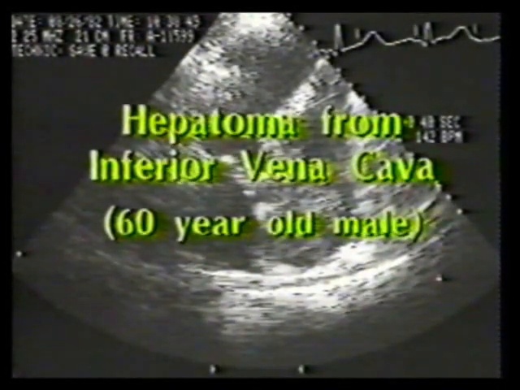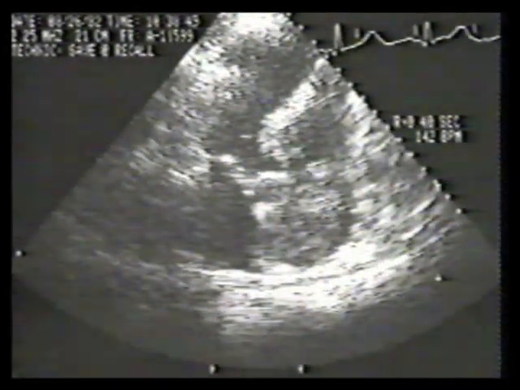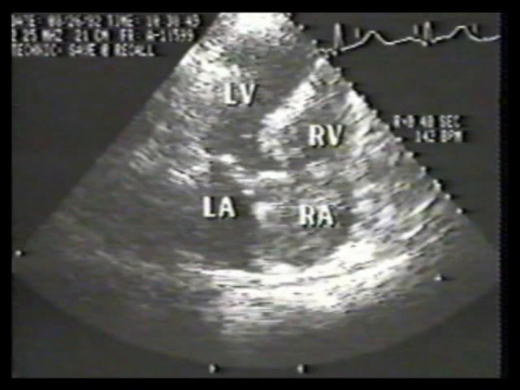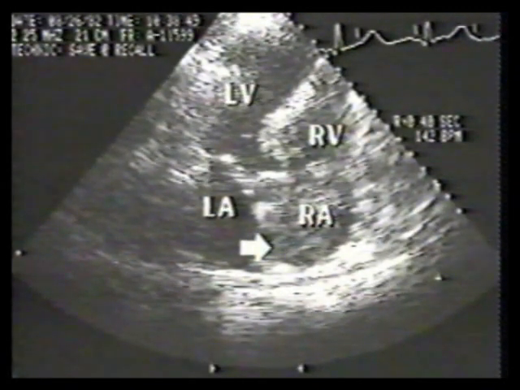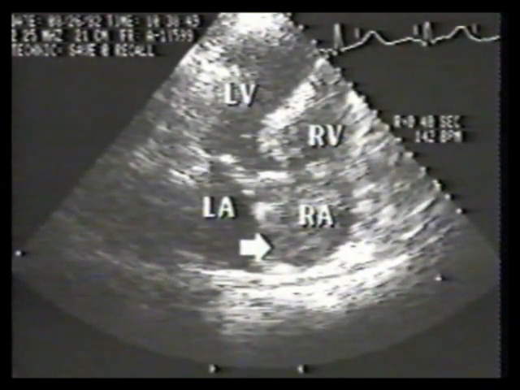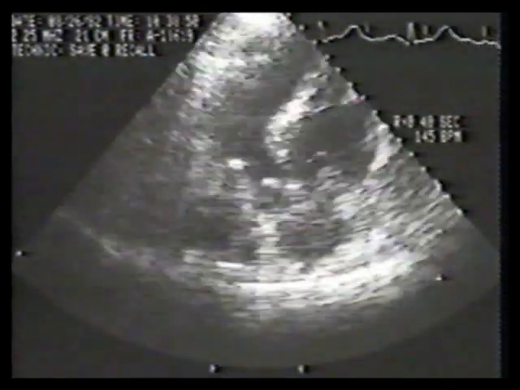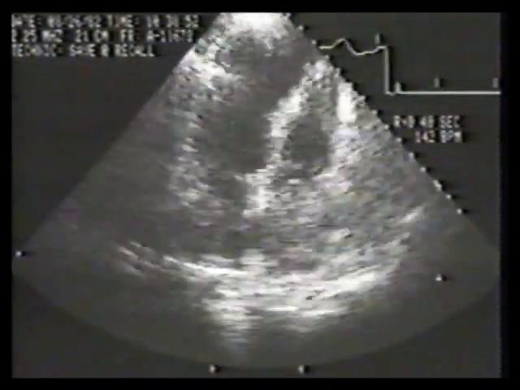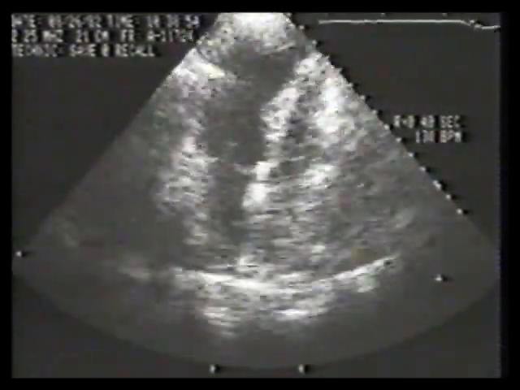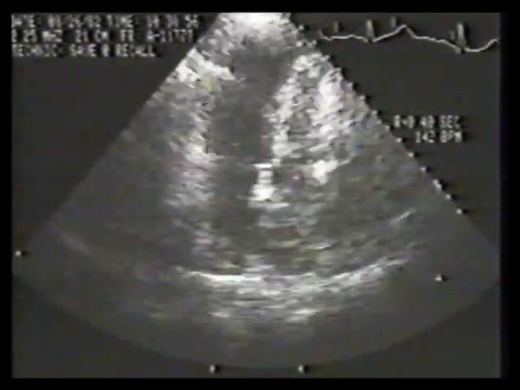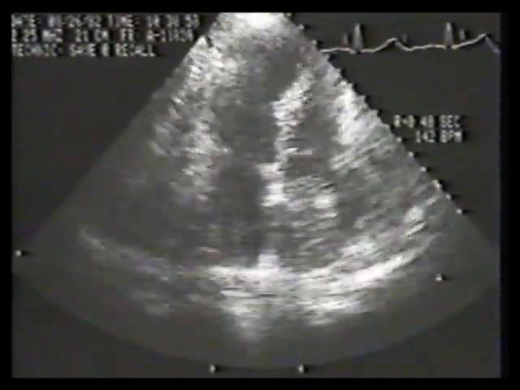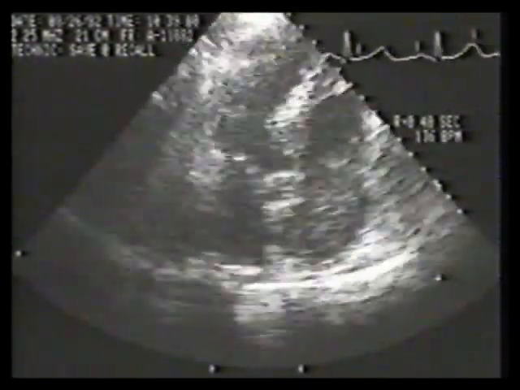Inferior caval extension of tumor is typical of the hepatoma or hypernephroma. This is a 60-year-old male with a hepatoma which has migrated up the inferior vena cava to produce a filling mass in the right atrial cavity. Note that this mass occupies the right atrium. It is important to further elucidate the origin of this tumor by visualizing the inferior vena cava.